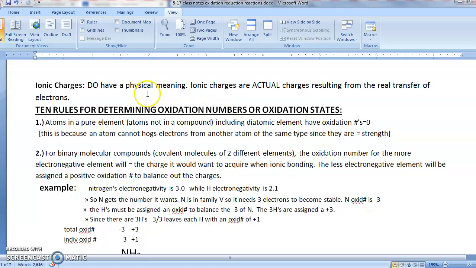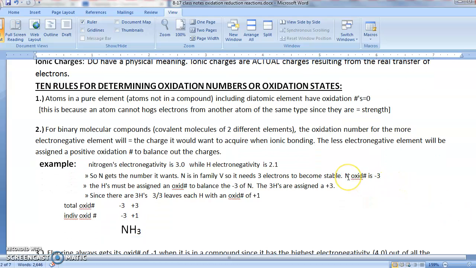Ionic charges, on the other hand, do have a physical meaning. Ionic charges are actual charges that have resulted from the transfer of electrons. So how do we write oxidation numbers or oxidation states? There are generally 10 rules that are followed. First rule, rule number 1, atoms in a pure element, including diatomic elements or elements like P4, phosphorus, or S8, sulfur in its elemental state, well, atoms in their elemental state have oxidation numbers of 0.